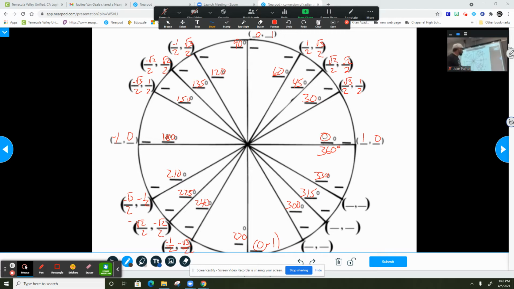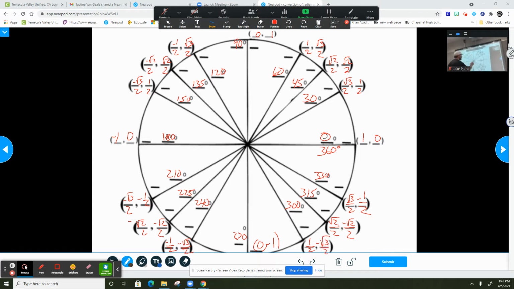Okay, and then fourth quadrant, the x's are positive and the y's are negative. So we're going to get rad 3 over 2, negative 1/2. And then we're going to get rad 2 over 2, negative rad 2 over 2. And then matches up here, we're going to get 1/2, negative rad 3 over 2.